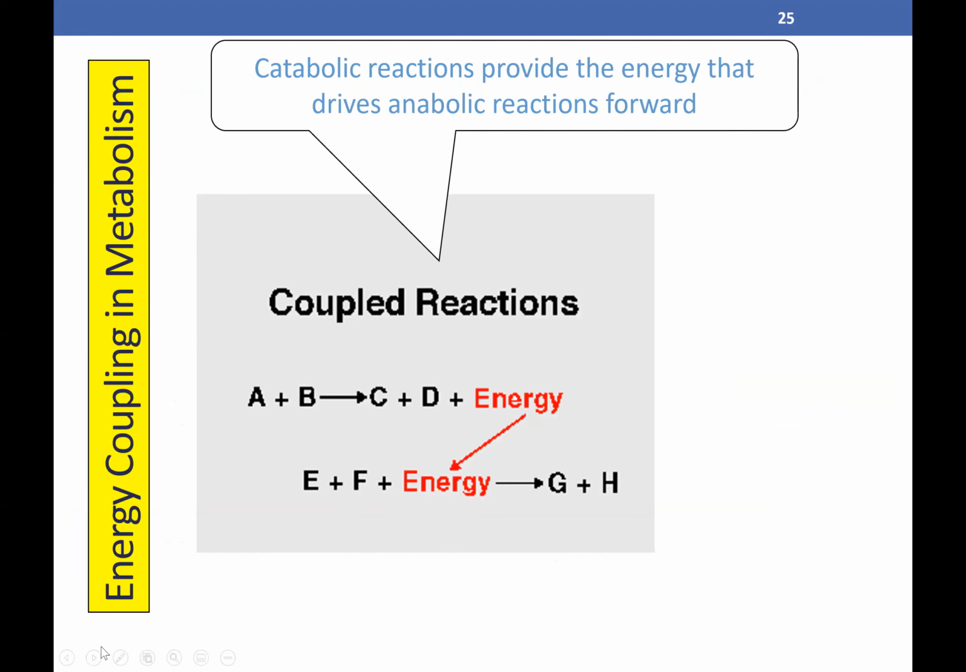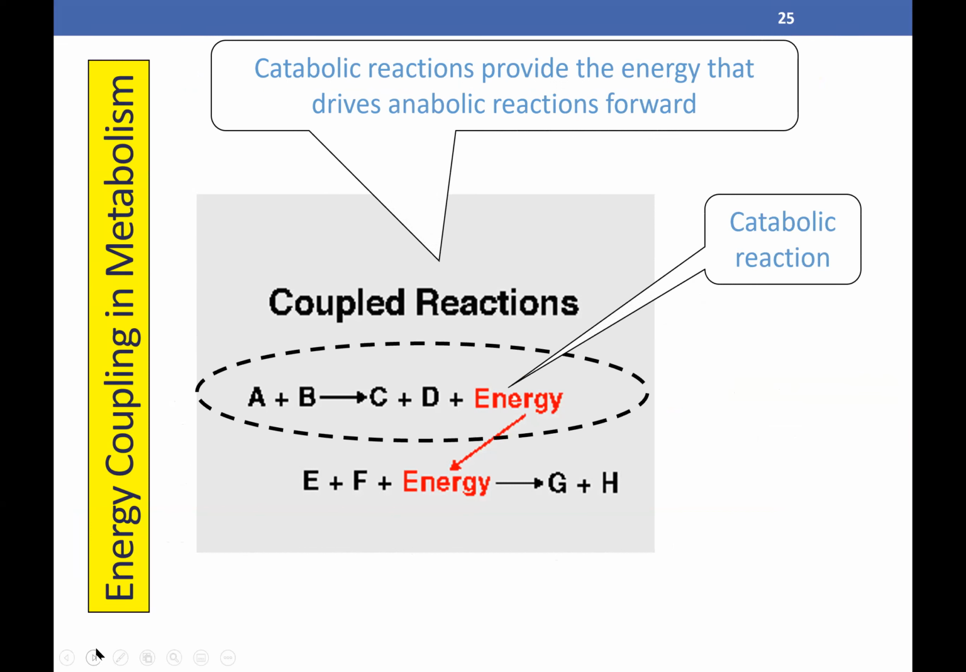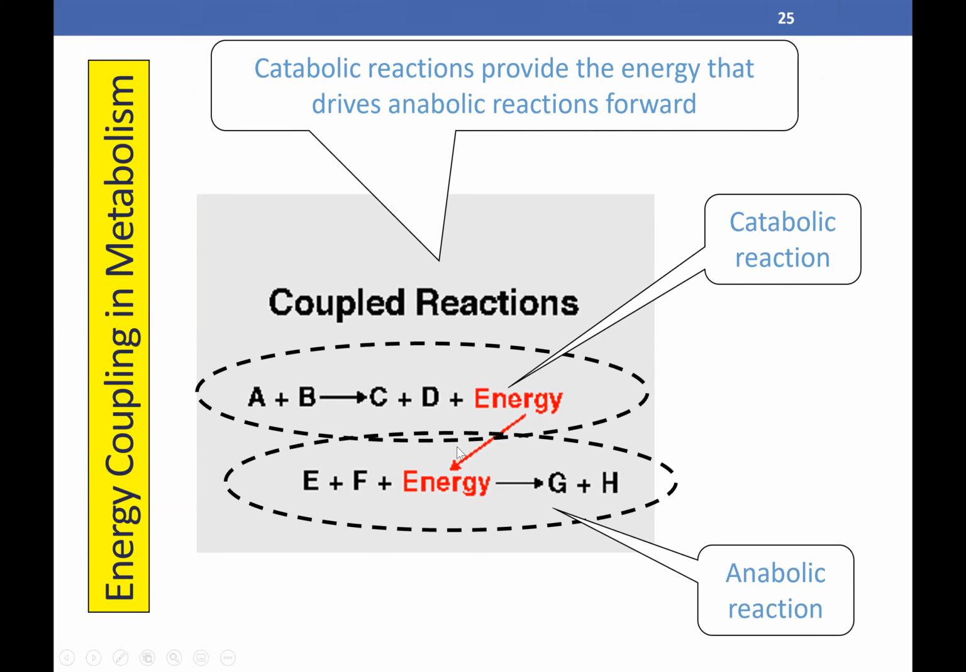All right, now coupled reactions. I have a catabolic reaction here. By the way, catabolic reactions are exothermic, so they give out heat, and anabolic reactions are endothermic, so they take in heat. I have a catabolic reaction here, so it gave me heat. I can use this heat to power my second reaction, the anabolic reaction. So I have a reaction making energy. I'll use that energy to do my second reaction. That's what a coupled reaction is.